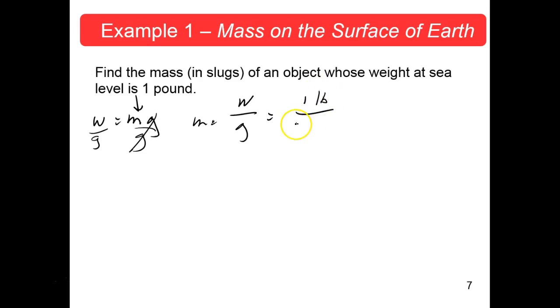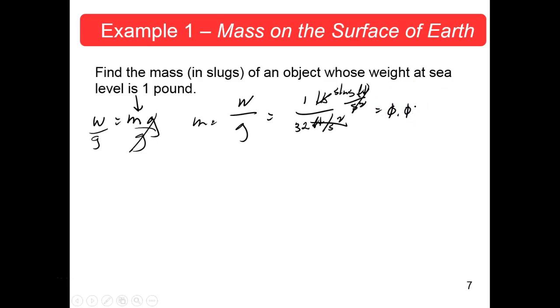divided by 32 feet per second squared. Well, what's a pound? It's a slug foot per second squared. So divide out the feet per second squared. And what do you have? 1 divided by 32. That's some fraction we should all know, but I don't recall it right off the top.